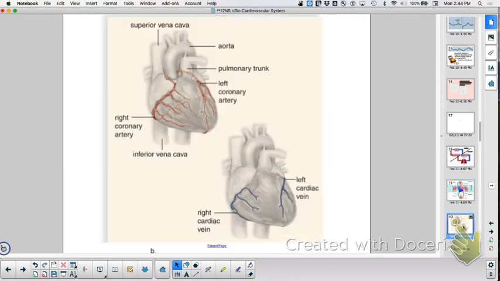We talked about a specialized circuit around the heart. This is a subset of your systemic circuit. A subset of systemic is to send blood to your heart, and the key word for the heart is coronary.